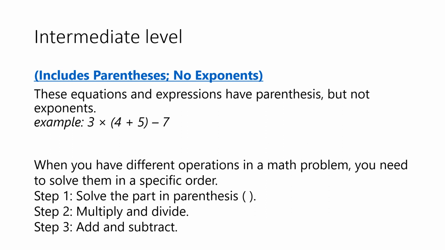Now going to the example, 3 into parenthesis 4 plus 5, minus 7. First, what we need to do here is solve the part in parentheses. So 3 into parenthesis it is 9, minus 7. 3 into 9 is 27, because step 2 is multiply and divide. 27 minus 7, and in step 3 add and subtract. So 27 minus 7 is 20.